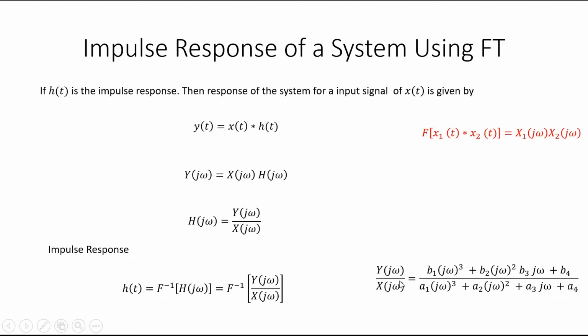So from the differential equation of the system we can find this ratio, output by input. This ratio will automatically be the Fourier transform of the impulse response, and for finding h of t we can take the inverse of this. By partial fraction we can convert it into factors and take the inverse Fourier transform.